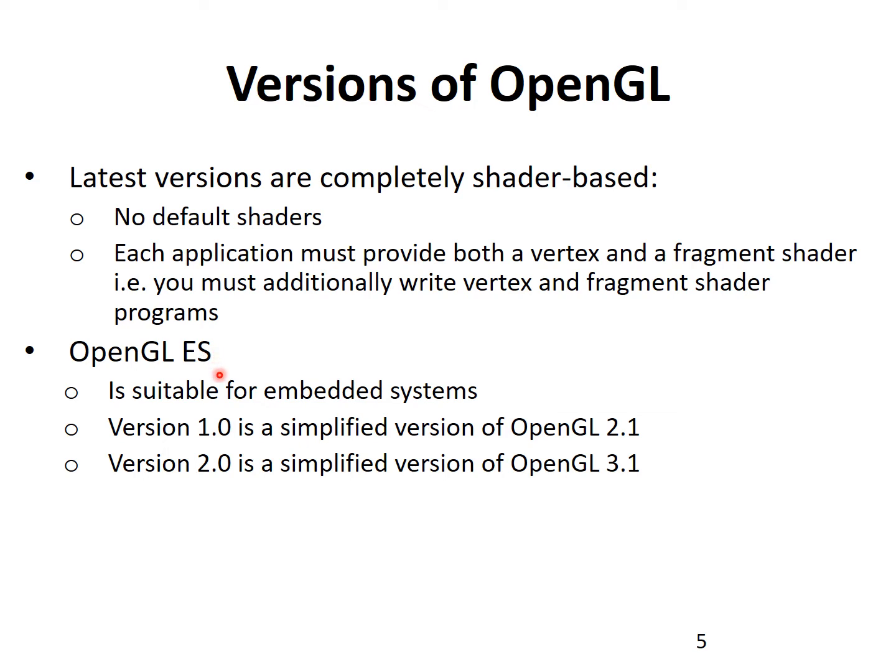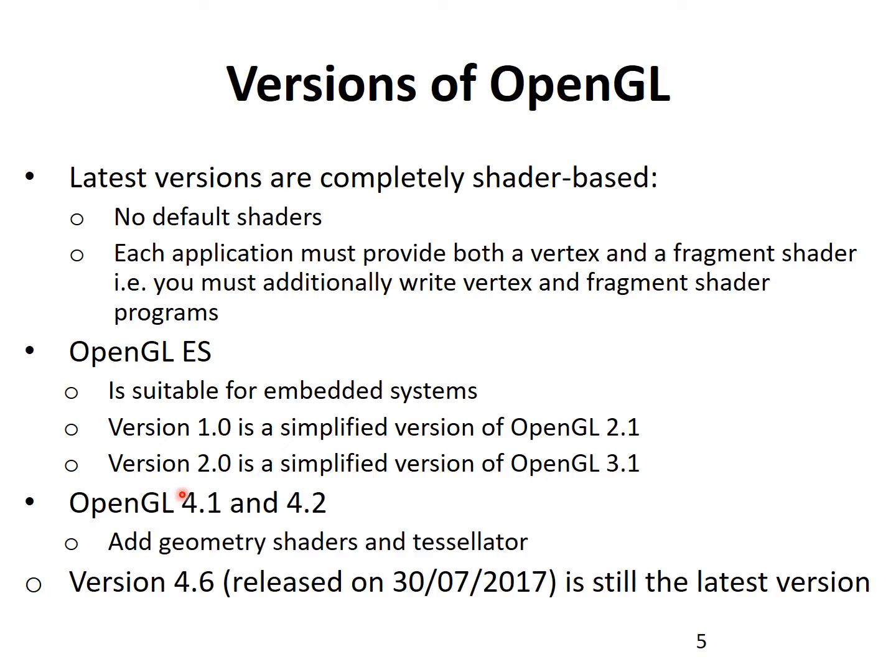OpenGL ES is suitable for embedded systems. The ES here stands for embedded systems. So version 1 is a simplified version of OpenGL 2.1. Version 2 is a simplified version of OpenGL 3.1. OpenGL 4.1 and 4.2 added geometry shaders and tessellator. Version 4.6, which was released on 30th July 2017, is still the latest version.